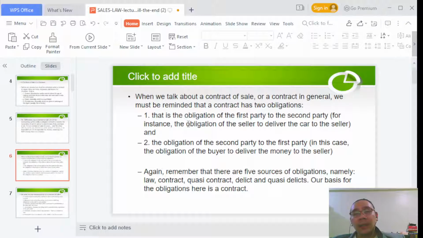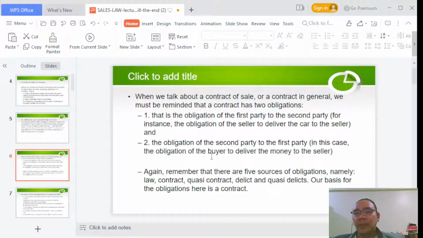So, in the first paragraph of Article 1458, that talks about the obligation of the seller to deliver the item to the buyer. Okay, so that's the first obligation that we see. Now, the second obligation is on the part of the buyer to deliver money to the seller. Okay?